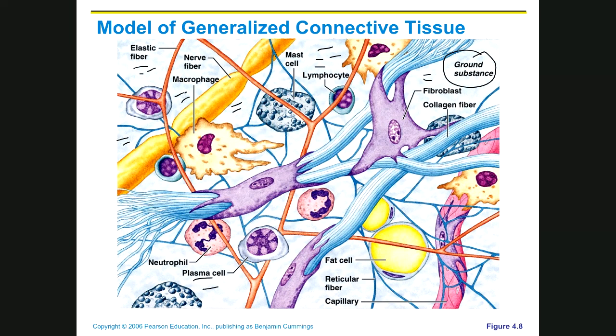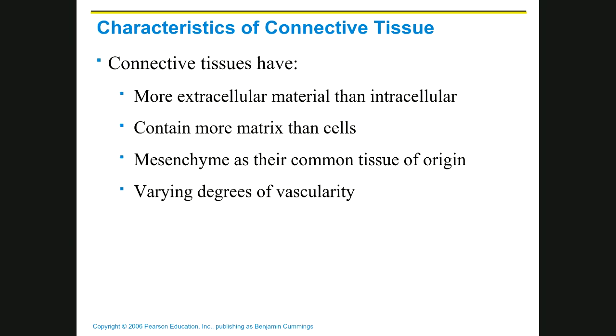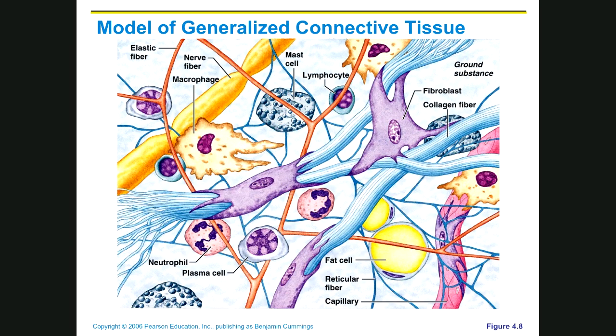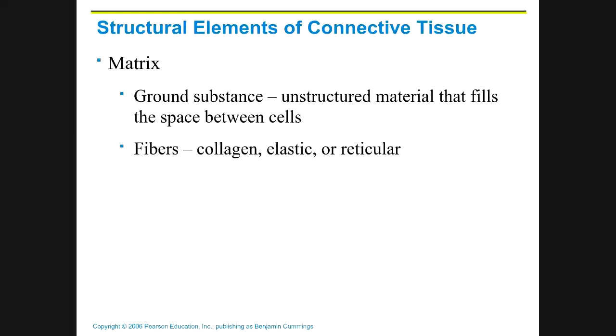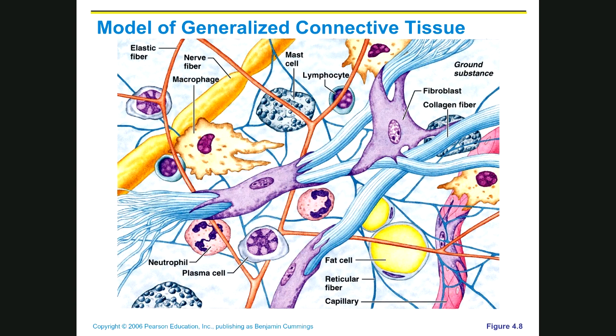But there's something else inside this matrix besides ground substance, and that is fibers. A good way to think about fibers is like carpet fibers. It's these long stringy things. Well, there are 3 different kinds of fibers. There's collagen, there's elastin or elastic fibers, and there's reticular fibers, and we can see them all in this picture.